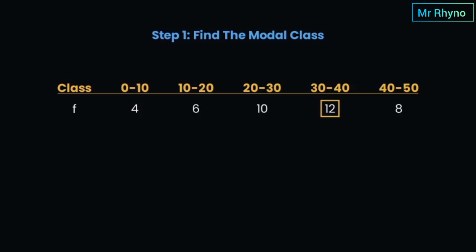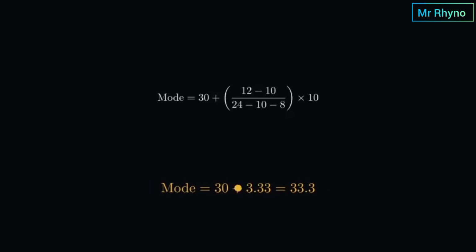So our lower limit L for the modal class is 30, f1, the highest frequency, is 12, the frequency before it, f0, is 10, and f2, the frequency after it, is 8, and remember our height is 10, which is 40 minus 30. We substitute our values in the formula and we have 30 plus 12 minus 10 over 24 minus 10 minus 8, all multiplied by 10. That simplifies to 30 plus 3.33, and our mode is approximately 33.3.